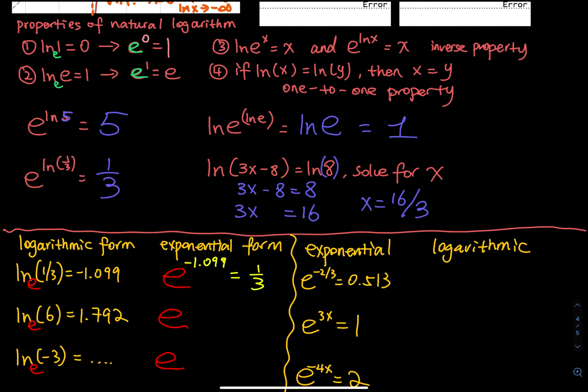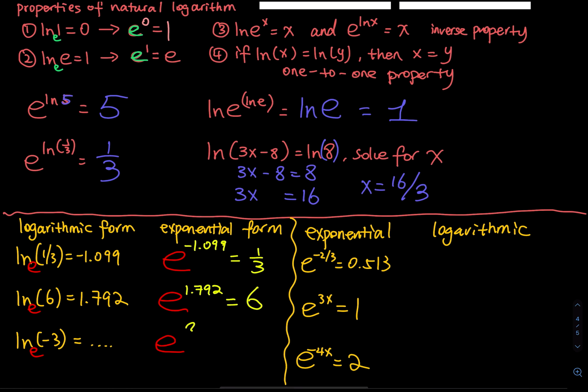And then e raised to the 1.792 equals positive 6. And then e raised to the what? e raised to what power is equal to negative 3? Is this possible? The answer is no. We just mentioned that ln of a negative is undefined.